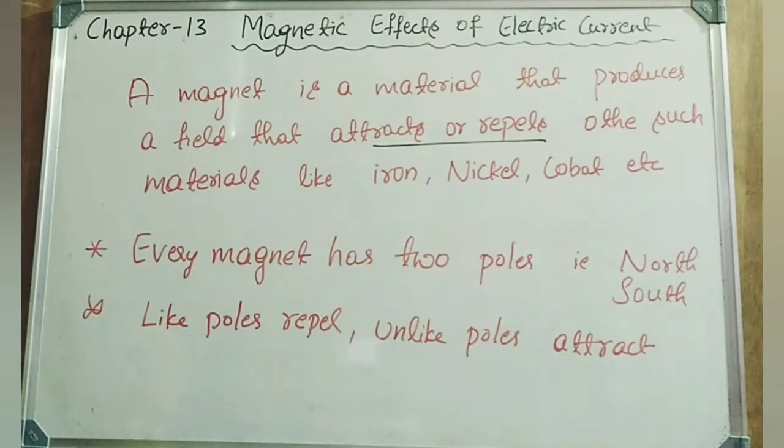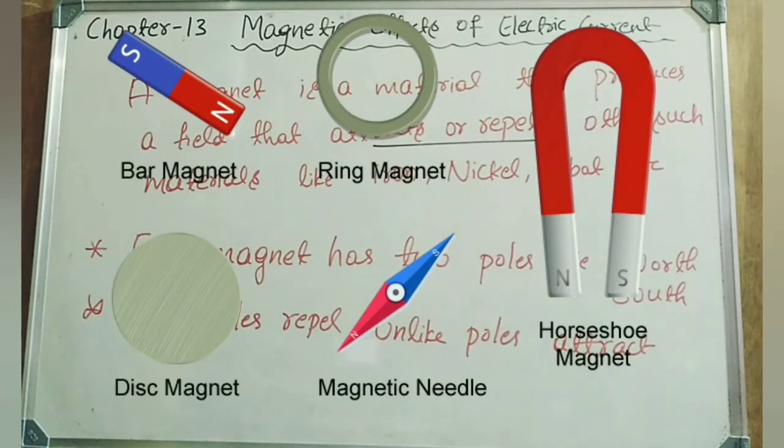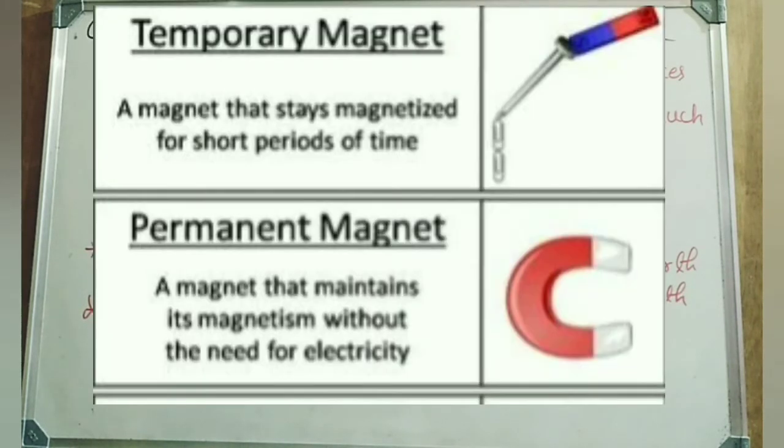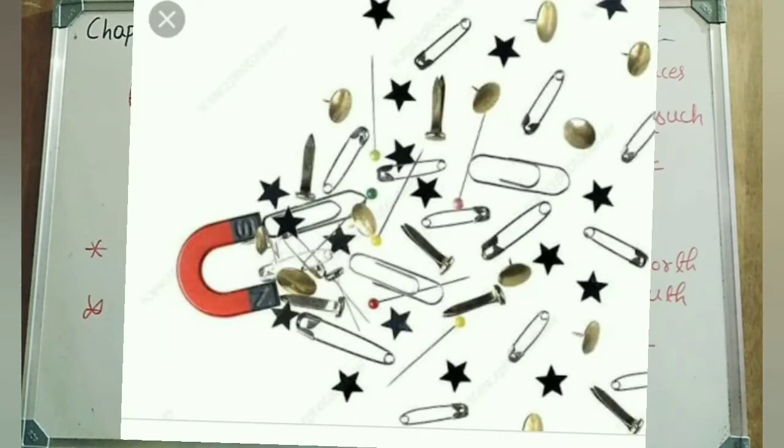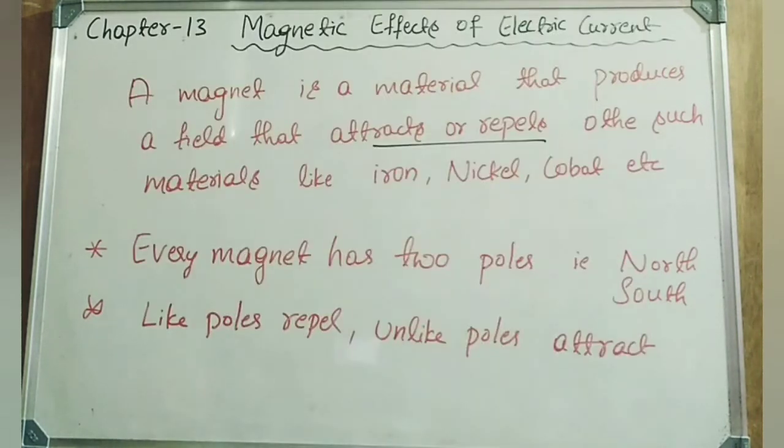There are different shapes of magnets like a bar magnet, disc magnet, ring magnet, sphere magnet, cylindrical magnet, and there are two types of magnets, permanent magnet and temporary magnet. And the objects or materials which are attracted to the magnet, usually metals are attracted by magnets, and there are some exceptional metals which are not attracted to the magnet.